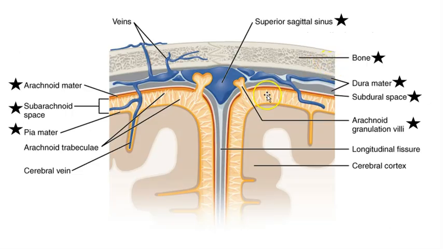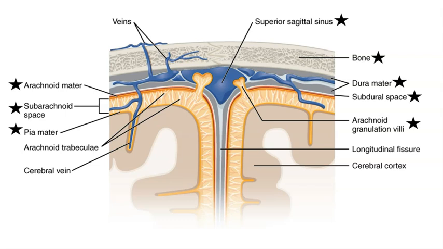So here once again we see the arachnoid granulations, or the arachnoid villi, which project from the arachnoid mater up through the dura mater and into the superior sagittal sinus, and that allows the cerebrospinal fluid to drain from the subarachnoid space that is there.